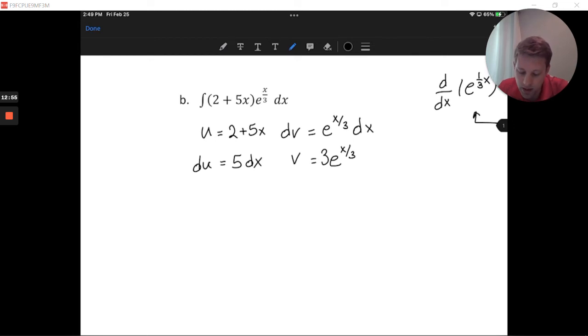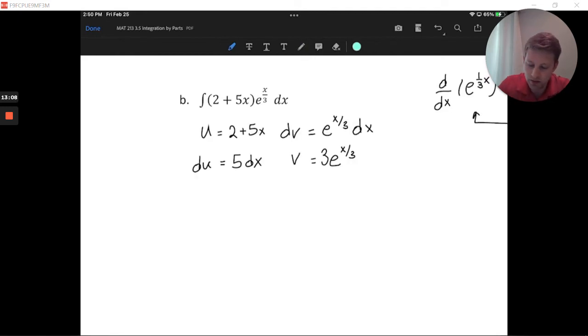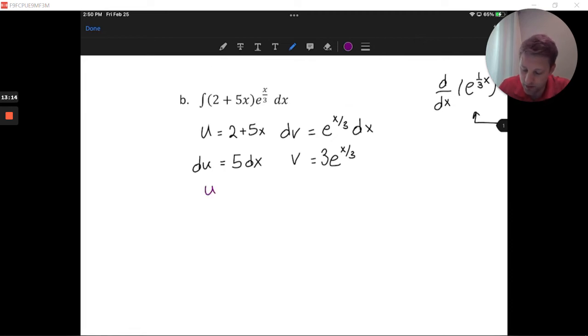And if you try taking the derivative of this new v function, you should find that it results in your original dv. So you can take a moment if you'd like to double check that work as well. So let's go ahead and look at our integration by parts. This would be, again, the uv product minus the integral of v du.